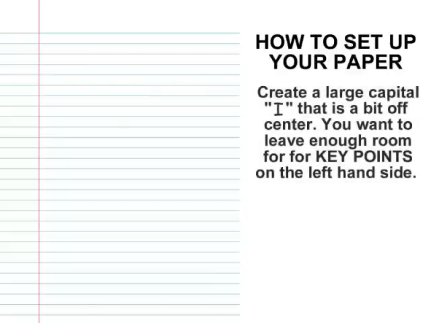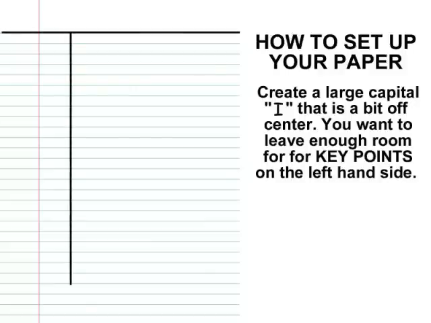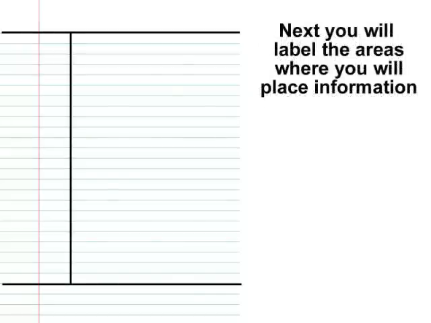Create a large capital I that is a bit off-center. You want to leave enough room for the key points on the left-hand side. First, draw a line across the top horizontally. Then a vertical line to the left-hand side, and then another horizontal line towards the bottom. These will be the main areas.